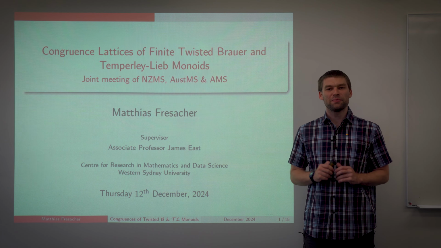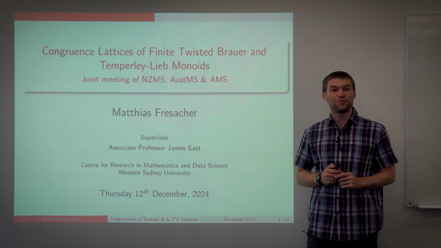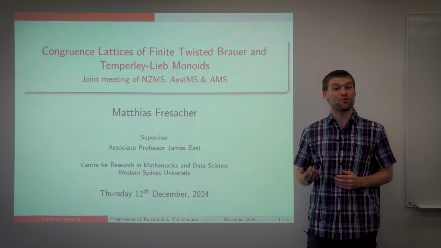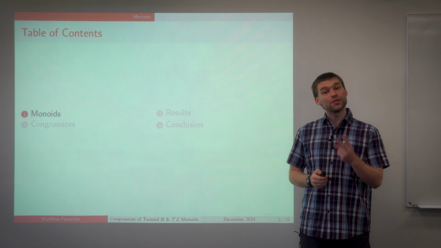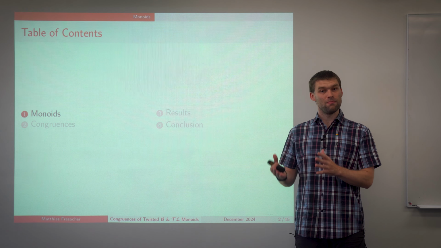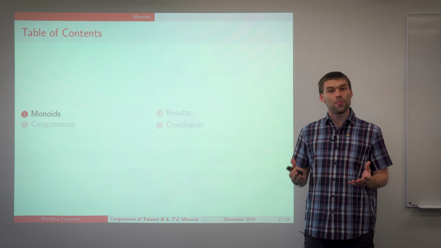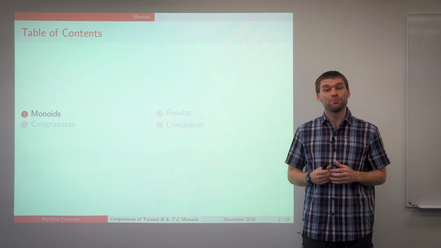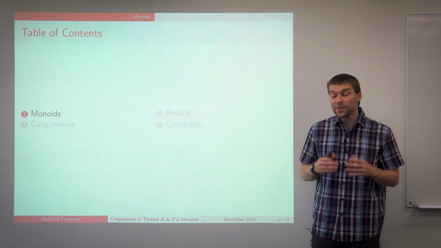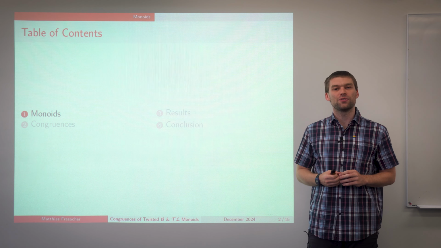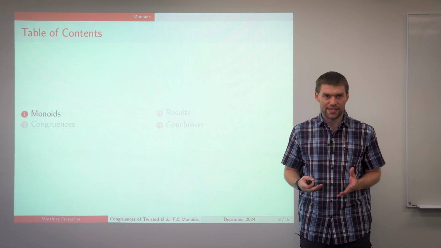Good morning. My name is Matthias Fresacher, and today I'm going to tell you about the congruence lattices of finite twisted Brauer and Temperley-Lieb monoids. As the title suggests, there are two main ingredients for this talk: monoids and congruences. I'm going to explain both as much as possible through pictures and diagrams, keeping the notation to a minimum. That will then allow me to state the results I was able to prove in the last couple of years.